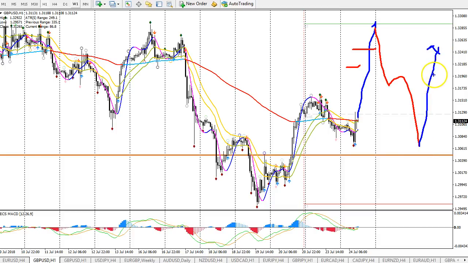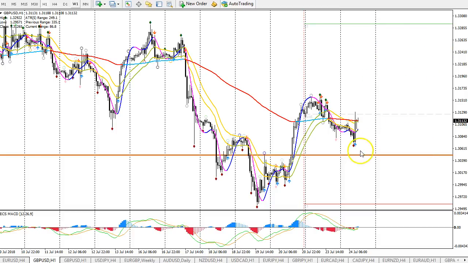Pretty much similar to the euro dollar, except of course if price were to show strong momentum here, break through this level, then make a bear flag, obviously throw all of that out the window, and we're looking for a bearish continuation in my view in that case.